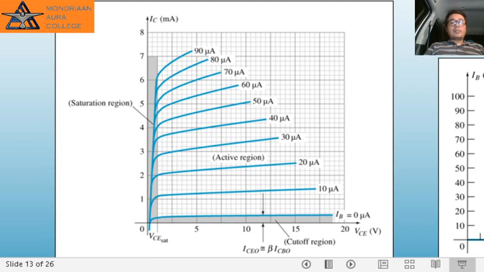So in this case, for example, nandito tayo sa 2 milliamperes para sa ating I sub C. What is the corresponding I sub B? So ipoproject natin dito, the corresponding I sub B is 20 microamperes. So halimbawa, kapag meron tayong 20 microamperes na input current I sub B, ay meron tayong corresponding 2 milliamperes na output current I sub C.